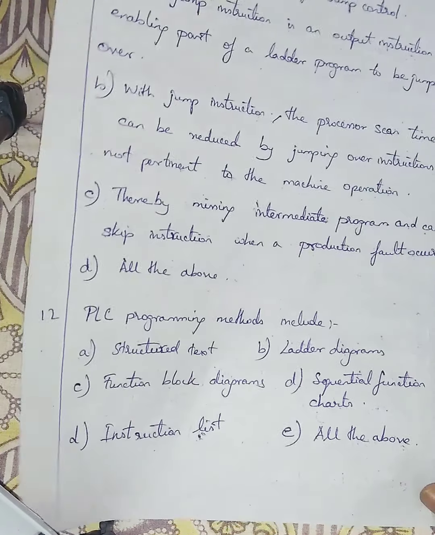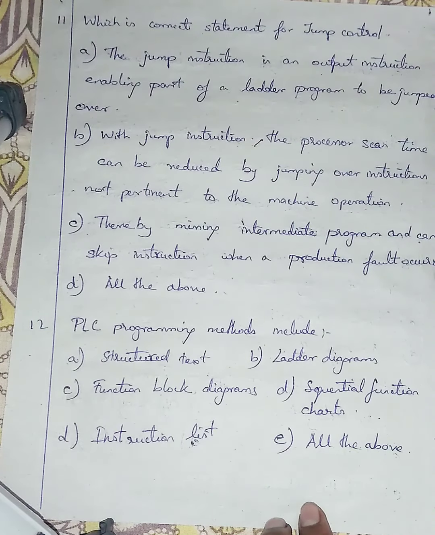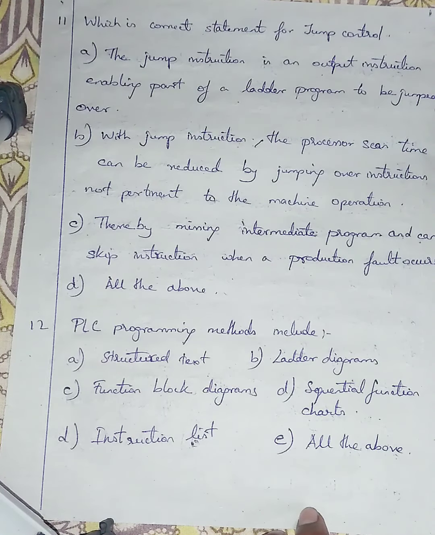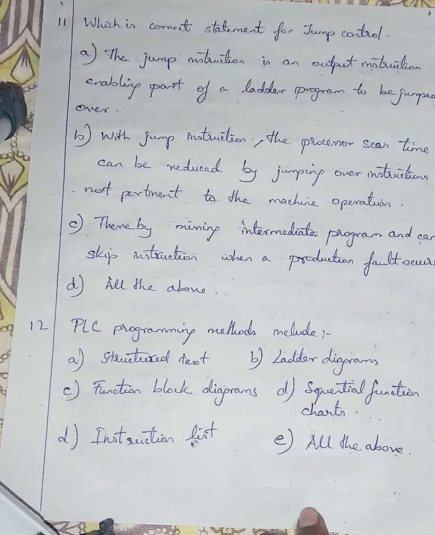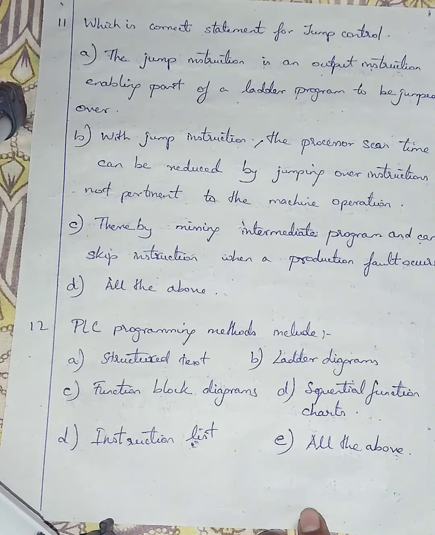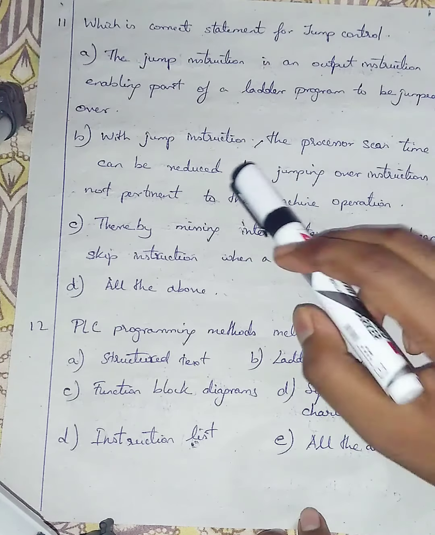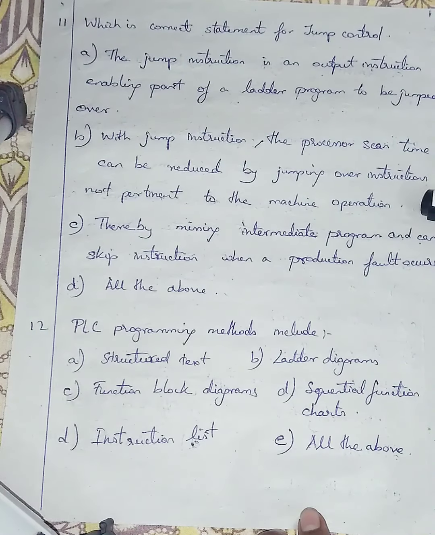The jump instruction is an output instruction enabling a part of a ladder program to be jumped over. By using a jump instruction, we can jump or skip a line of a program, an instruction of a program. Option B, just imagine you are writing some essay or an imposition, there are 1000 lines, and you are skipping 2 to 3 lines or 5 lines or 10 lines in the middle, then what happens? You can finish fast. That is, the scan time is reduced.